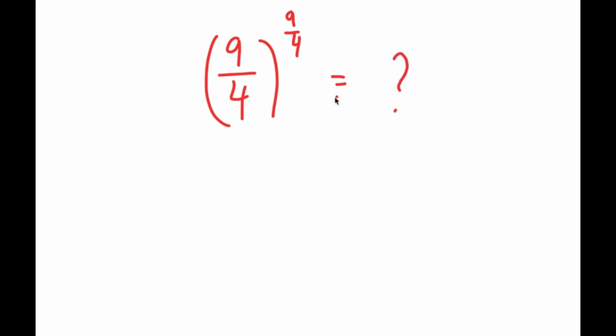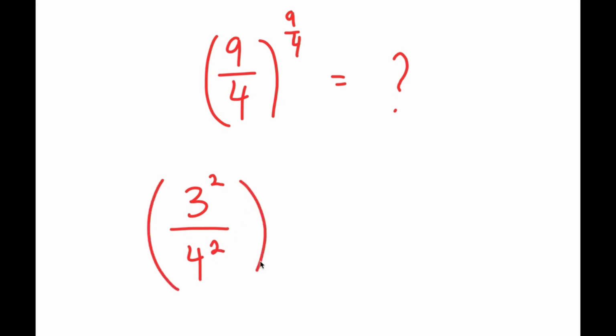Alright, so in this video, I have (9/4)^(9/4). So I want to find the value of this. To start, what I'm first going to do is focus on what I have inside the parentheses. So I have 9 and 4, and I'm going to rewrite this as (3²/4²)^(9/4).